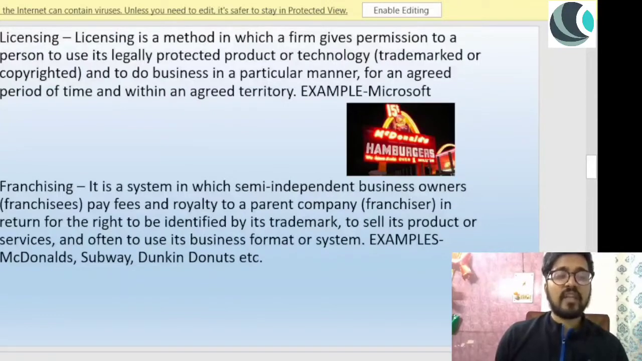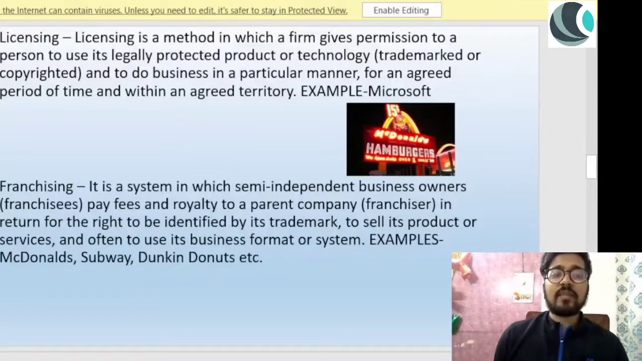In return, so you're paying something, you will get something in return, right? In return, for the right to be identified by its trademark, to sell its products or services, and often to use its business format or system. So you're paying fees, you're paying royalty to the parent company. You'll get something in return, right? You will get the right to be identified by their trademark, to sell their products or services, and often use the business format or system.